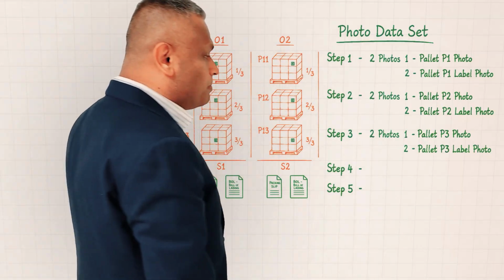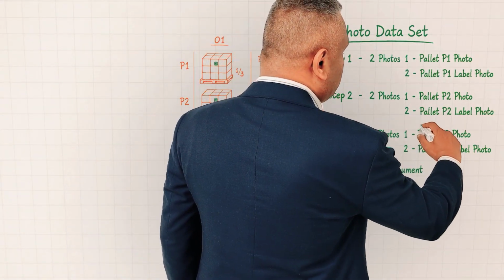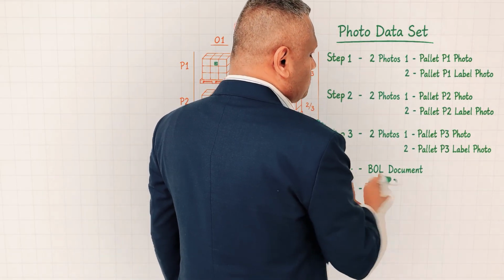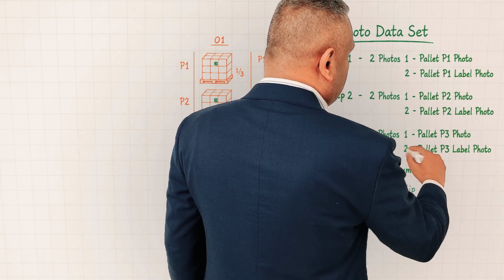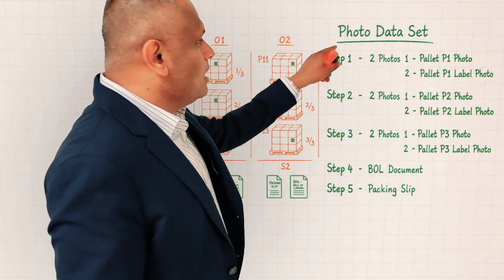And then your P4 could be the bill of lading document, this could be the bill of lading document that's ready to go. And then maybe you don't need a P6. P5 is the packing slip, right? P5 is the packing slip.